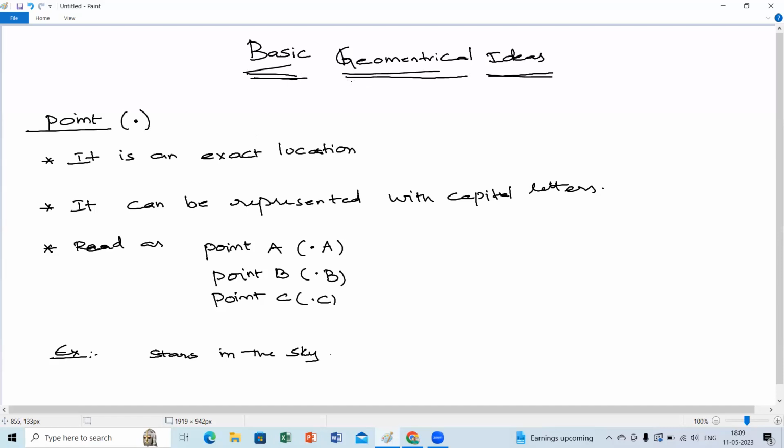Right, Ashwath. Yes, completed. You can take stars in the sky as the best example for a point. There are many situations. You can write a few more examples where you observe a point in your day-to-day life. You can write it, children.